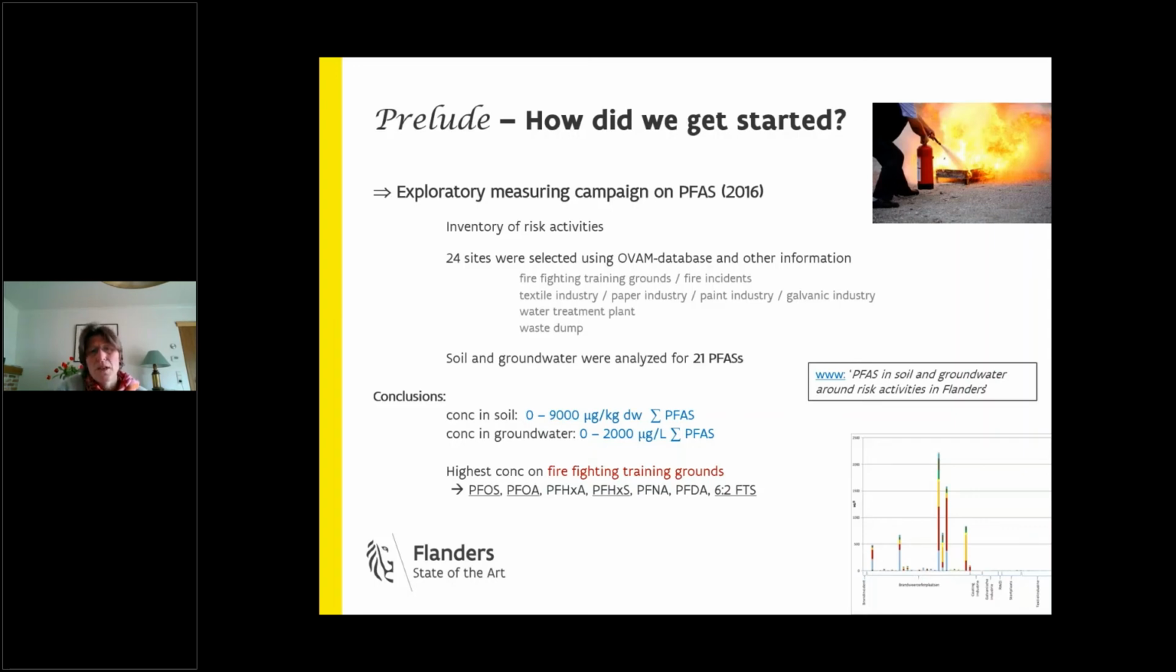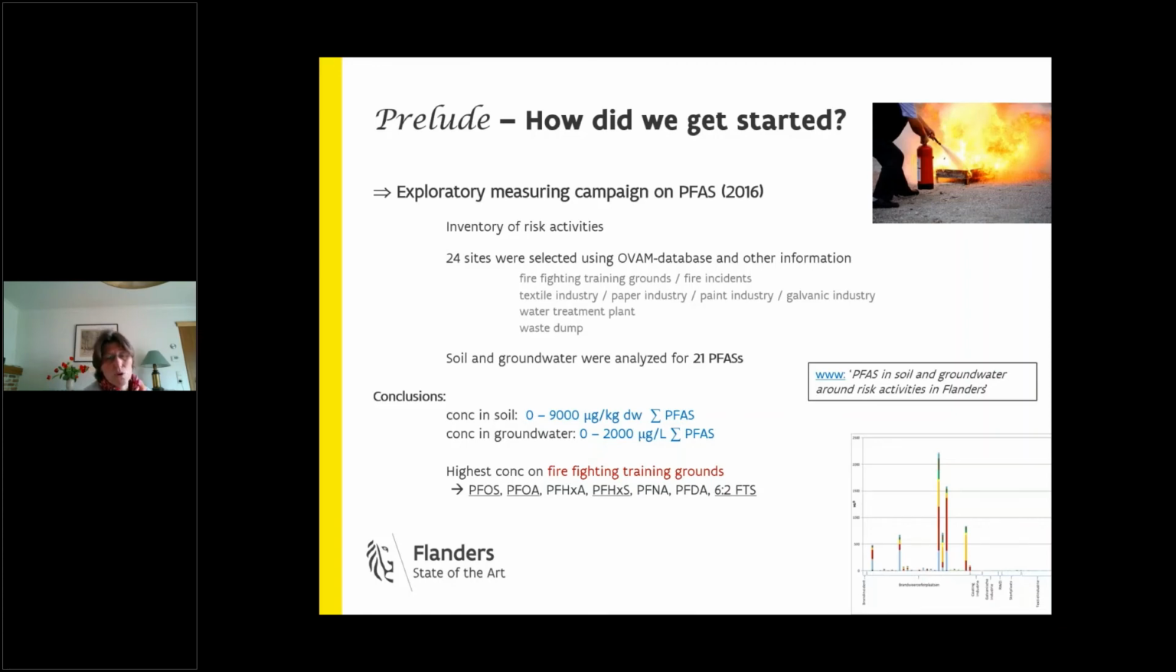So 24 sites were selected using the OVAM database and other information. Among these sites were firefighting training grounds, but also sites where fire incidents took place. We included also sites with textile, paper industry, also paint industry, and galvanic industry. Also a water treatment plant and a waste dump were included. And for all these sites, soil and groundwater was analyzed for 21 different components.